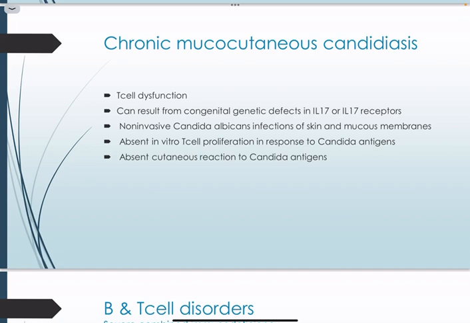Now, one of the ways we test T cell function is that we expose the T cells to Candida albicans, because the most important defense mechanism against Candida albicans is T cells. So if a T cell comes across Candida albicans, this should trigger proliferation. This means T cells are fine. T cell proliferation is fine, which means IL-17 and its receptor are fine as well. So in those patients, there will be absent in vitro T cell proliferation in response to Candida albicans antigens. And again, another manifestation is an absent cutaneous reaction to Candida antigen, because immunity can start locally, at the level of your skin, right? Have you ever seen a PPD test for TB?